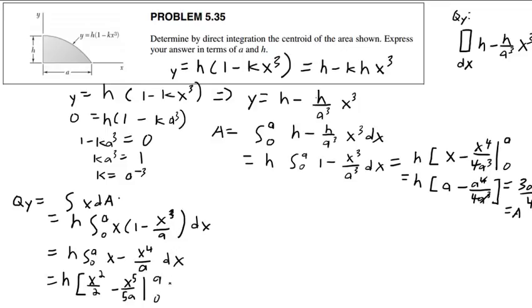Any questions on that so far? Yes? In the denominator, is it a to the third instead of a? Yes, it is.